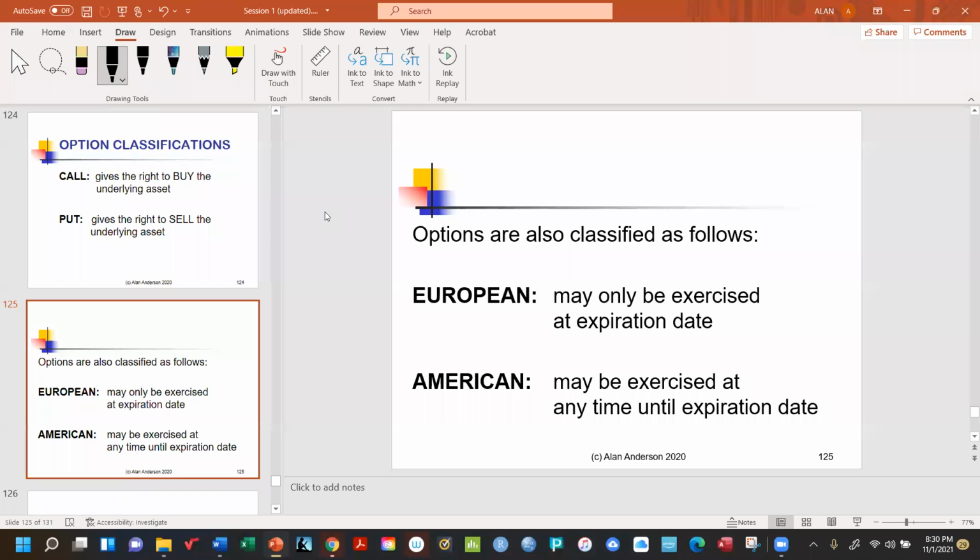So many options in the marketplace are either one or the other. For example, interest rate options tend to be European style, and stock options tend to be American style. But if you look around enough, you might be able to find them both. Okay, but these are the basic types. Later on in the course, we're going to see some more complicated versions of these, which are referred to as exotic options because they're so complicated.